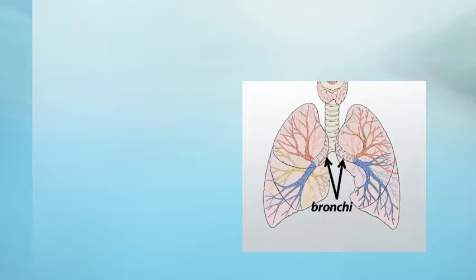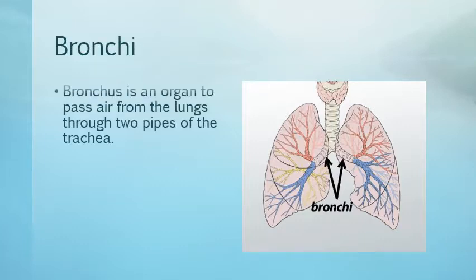And then the bronchial tubes split up again to carry air into the lobes of each lung. So, bronchi, because we have two bronchus. Bronchus is an organ to pass air from the lungs through two pipes of the trachea and vice versa.